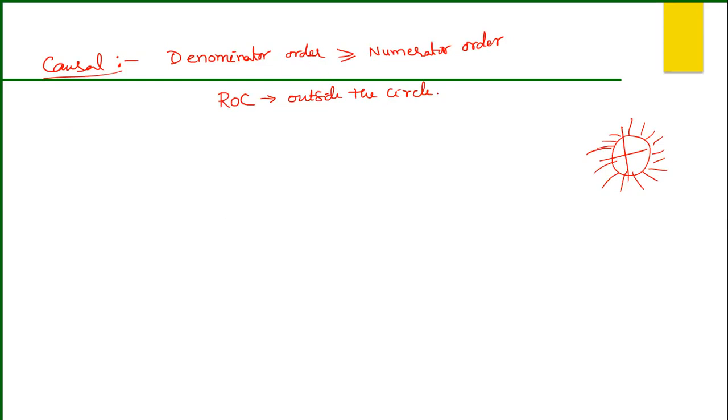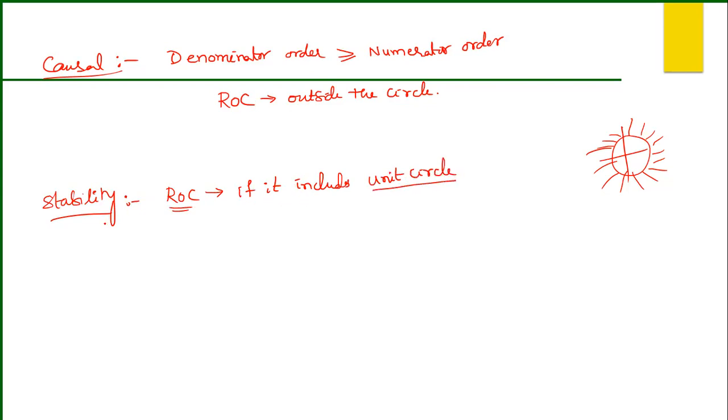Okay, so now coming to the stability. How is a system said to be stable? We need to find the ROC, region of convergence. If it includes the unit circle, then the system is stable.